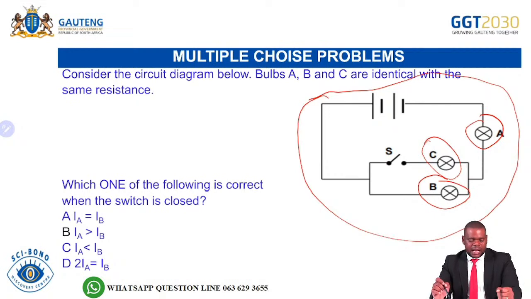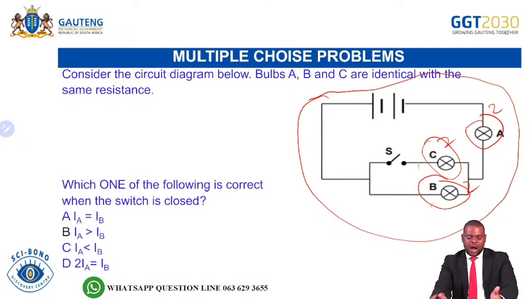are identical with the same resistance. That means they have the same resistance. If here is 2 ohm, that means here is going to be 2 ohm and here is going to be 2 ohm. And if here is 5 ohm, this is going to be 5 ohm and this one is going to be 5 ohm. That is what we mean when we say they are identical with the same resistance. Are we together, grade 12?